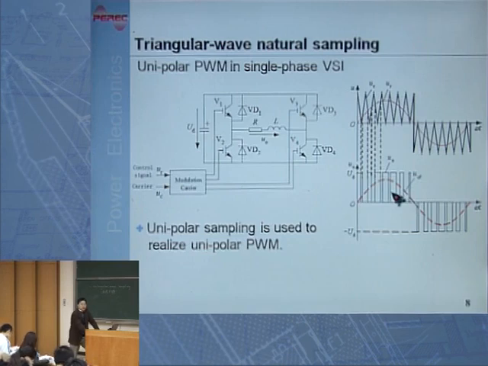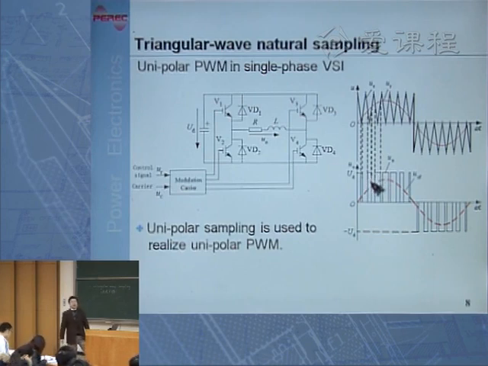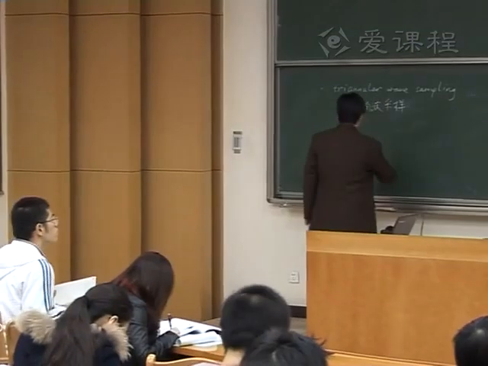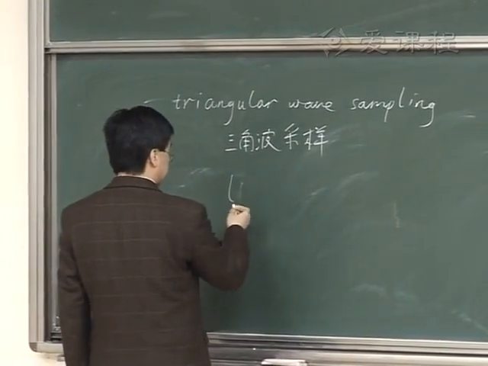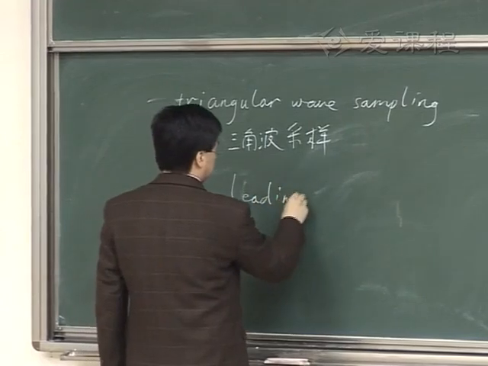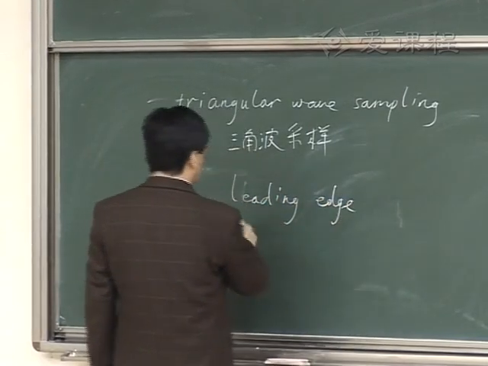So you can see the fundamental idea of this triangular wave natural sampling technique is to use the intersection points between the modulating signal and the carrier signal to determine the leading edge and falling edge instants of the square wave pulses, leading edge and falling edge.